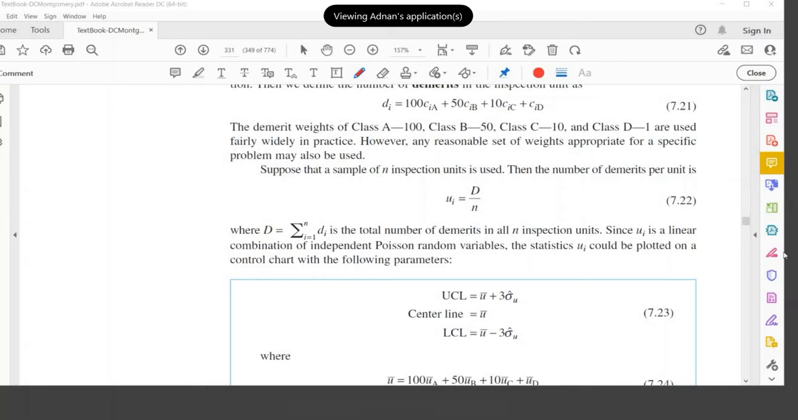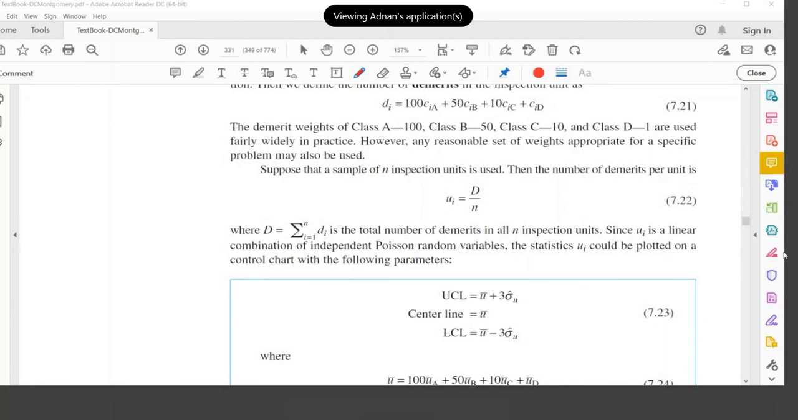Okay, let me answer this question. Somebody asked a question. Saya still confused bila nak guna U chart. Okay, from Muhammad. Muhammad, this is a good question. Okay, bila nak guna. So this is common.